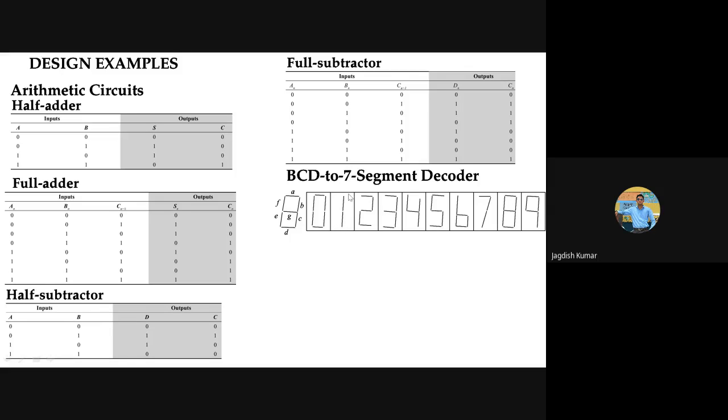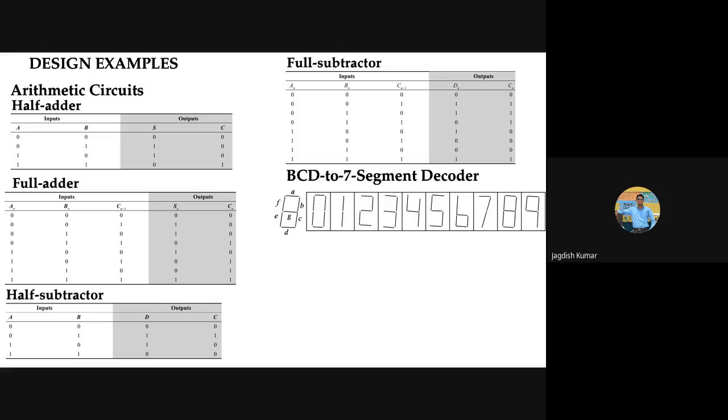For 2, what should happen? A, B, G, E, and D should be on. For 3, A, B, C, D, and G should be on. For 4, F, B, G, C should be on. That will display 4, and so on. So that is what is called a 7-segment display, and these were very popular displays used to represent decimal numbers in this form.